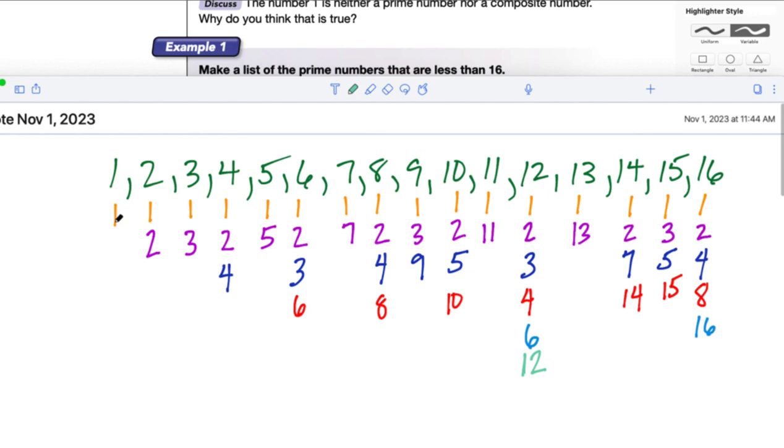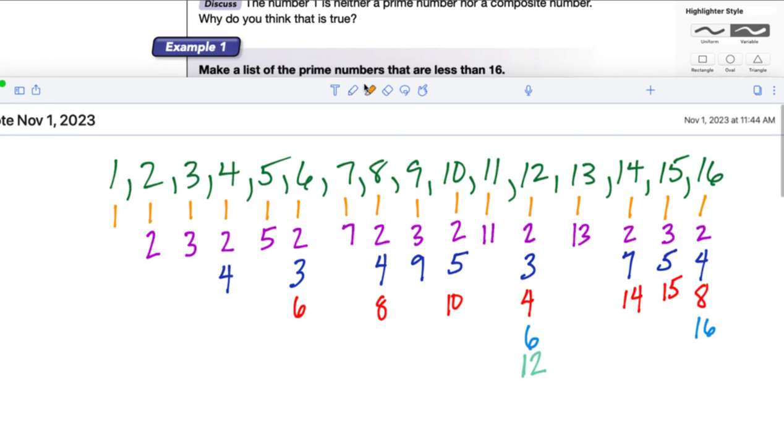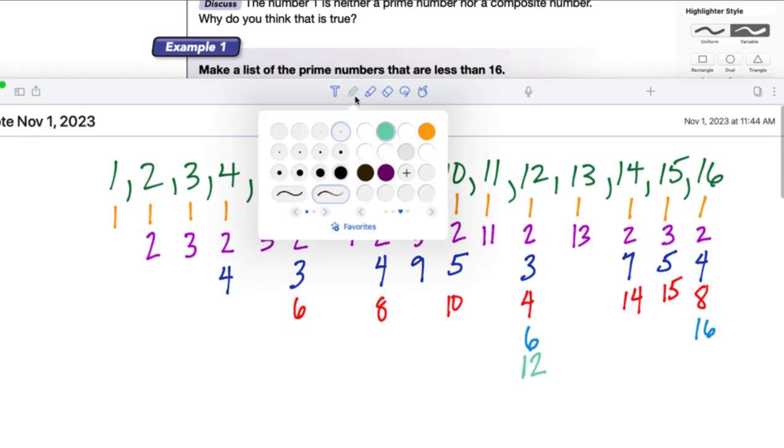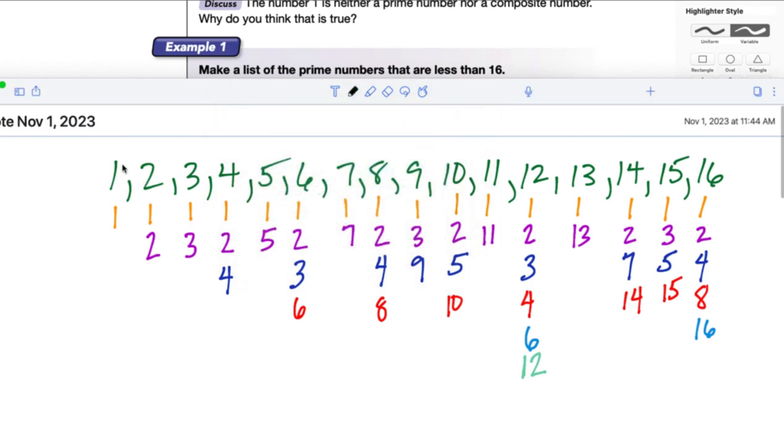1, the only number that can divide evenly into 1 is 1. It just has one factor. That makes 1 kind of a special number. It is not prime and it is not composite. Because it only has one factor, it is special. So I'm going to get my marker over here and cross out 1 because it has nothing to do with our situation. It's not composite, it's not prime, so I'm just going to cross it out. It doesn't have anything to do with what we're doing.